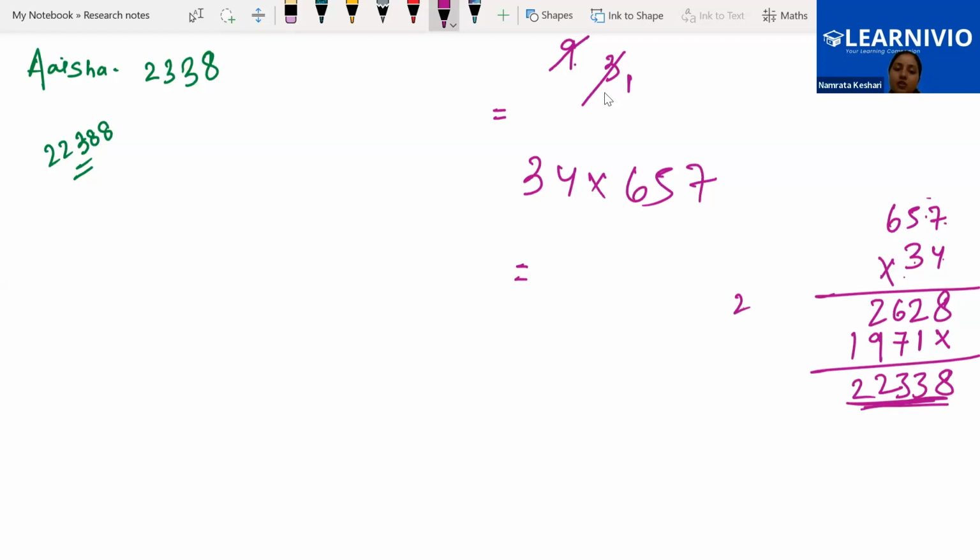Please do the multiplication the way you do multiplication, just the basic calculation we have to do over here, and we will be getting 2 2 3 3 8. Yes, Abdul, you also said 2 2 3 3 8. So you also said the same answer. I have written double 8 at last. This is what we are going to get.